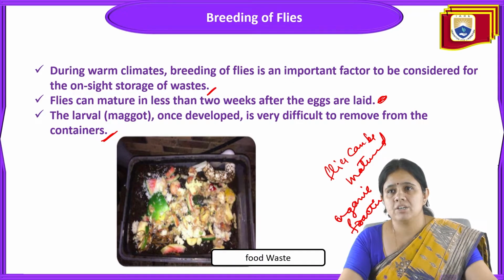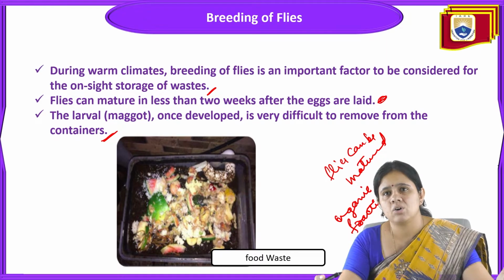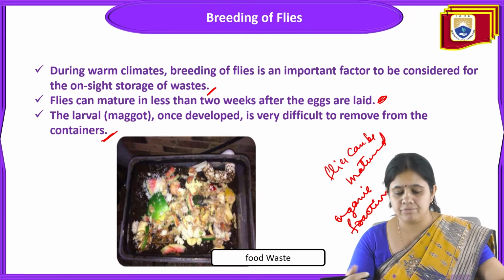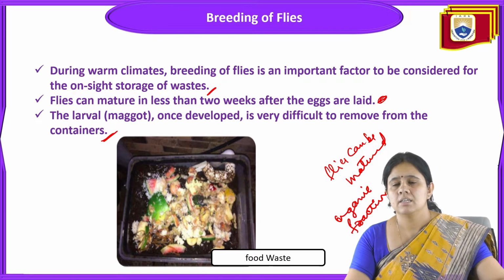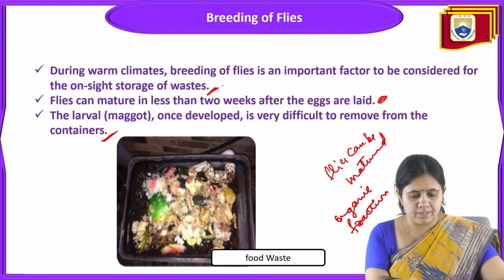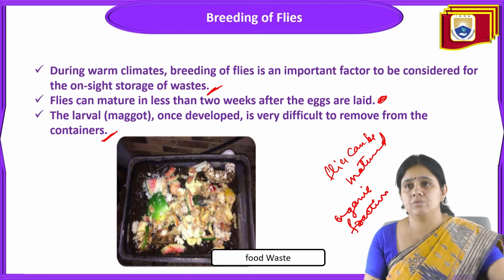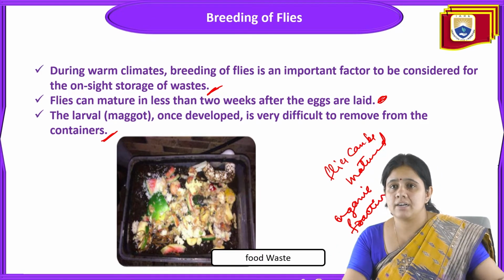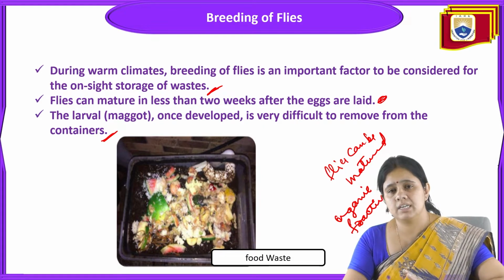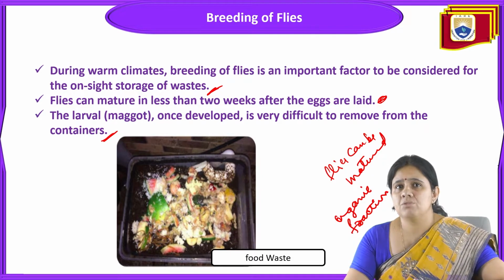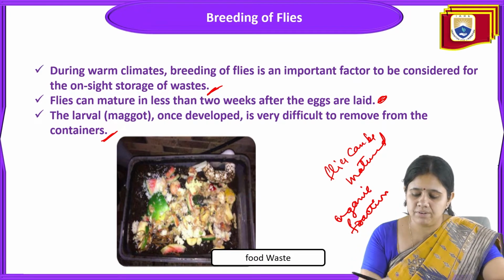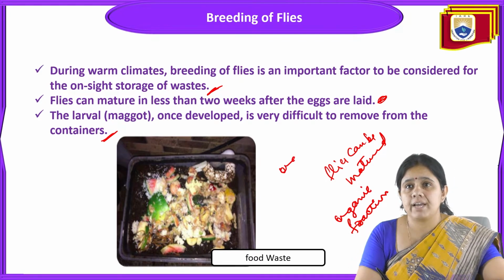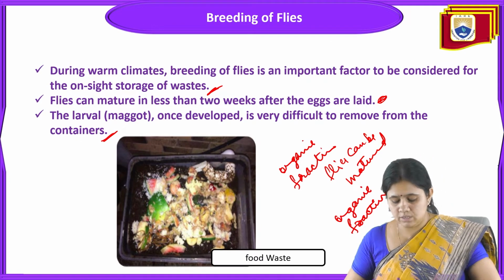So this is all about the breeding of flies. Everything we are discussing is related to the organic components of the waste. In warm climates, breeding of flies is a very important factor that should be considered for the on-site storage of waste. Flies can mature in just 2 weeks, and they start laying eggs, and once the larva develops, it is very difficult to remove from the container. So this breeding of flies is also because of the organic fraction of the waste, or the biodegradability of the waste. Now we come to the next point.